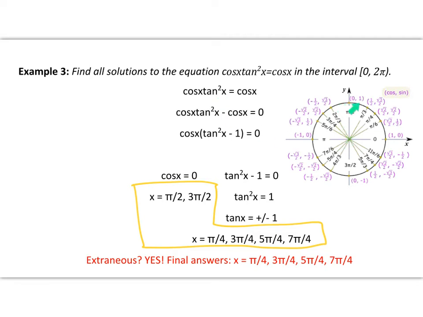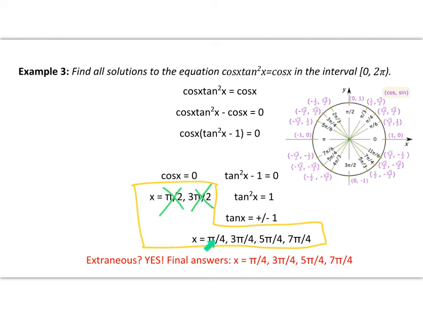Pi over 2 is the ordered pair 0, 1. So tangent is 1 over 0. 1 over 0 is undefined. And undefined squared, I guess it's still undefined. So pi over 2 is a problem in our original equation. So that means it's an extraneous solution and I can't list it among my solution set. The same thing happens at 3 pi over 2. Negative 1 over 0 is undefined. So we also have 3 pi over 2 as being a problem.